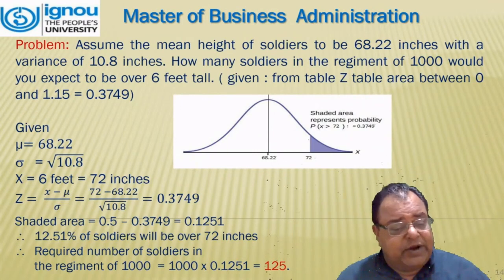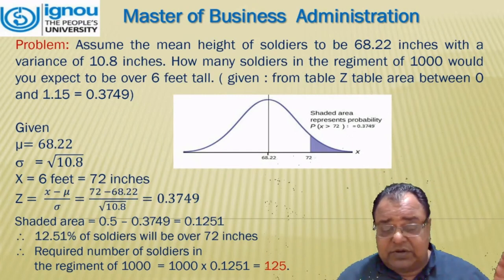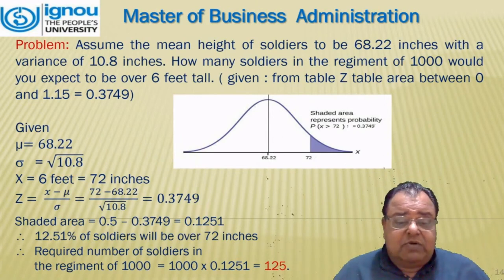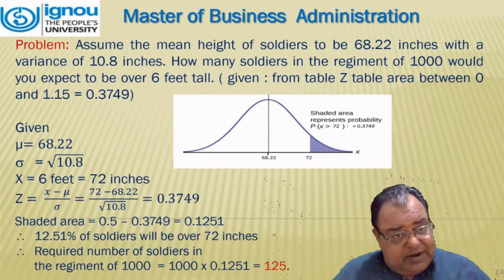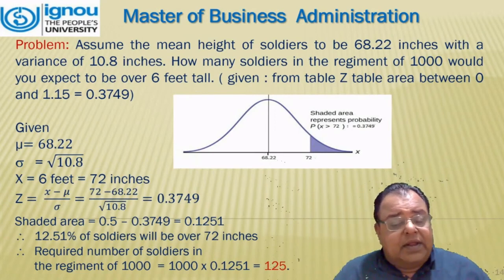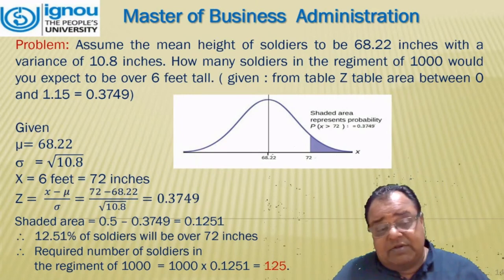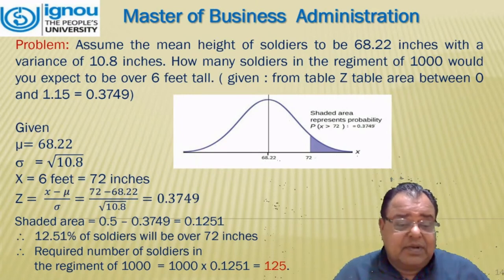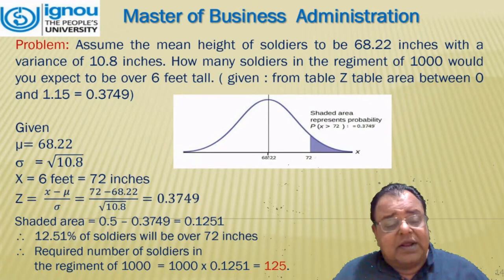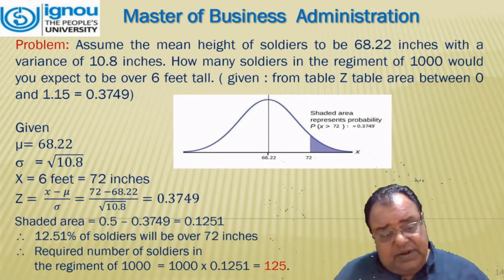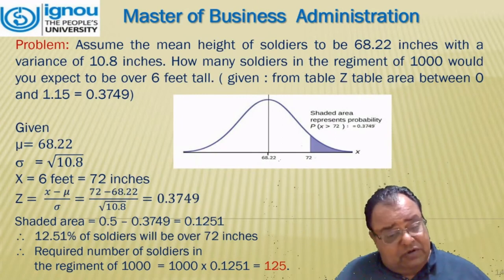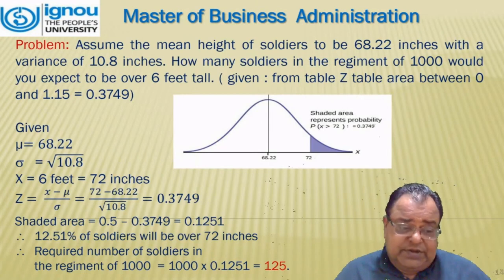72 minus 68.22 divided by the square root of 10.8, because we are given the variance and we want the standard deviation. This value comes out to be 1.5, and the tabulated area for it is 0.3749, the same value that has been given to us in the problem. Now, refer to the shaded area. The shaded area is on the right side, so we will be subtracting this from 0.5. 0.5 minus 0.3749 comes out to be 0.1251. That means 12.51% of soldiers will be over 72 inches.